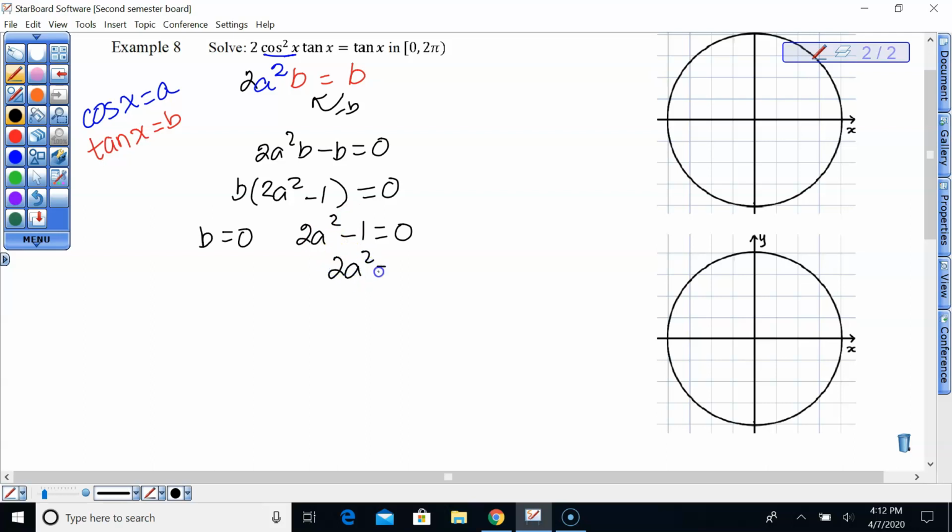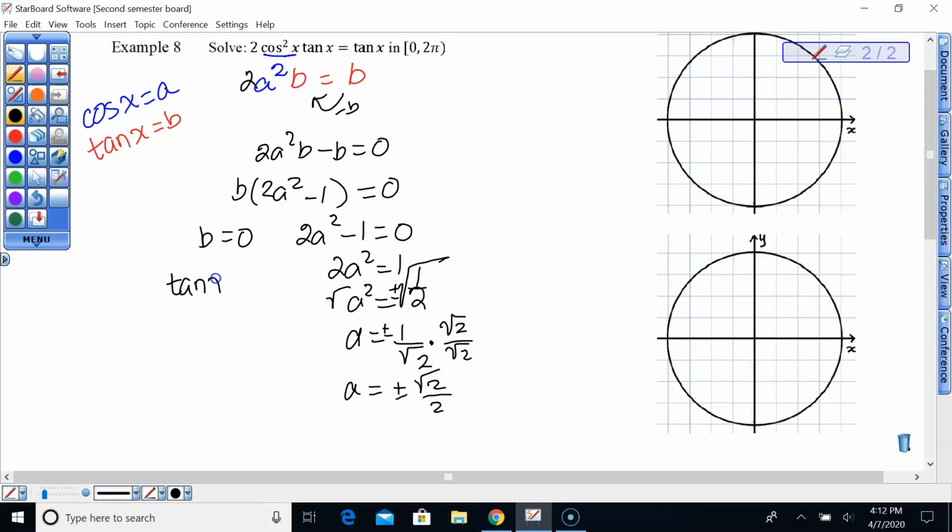So 2a squared equals 1. Divide 2 on both sides. So a squared equals 1 over 2. Square root plus or minus, that's a equals plus or minus the square root of 1 over 2, which is plus or minus 1 over the square root of 2. So let's rationalize that denominator real quick. All right, so that's a equals plus or minus the square root of 2 over 2.